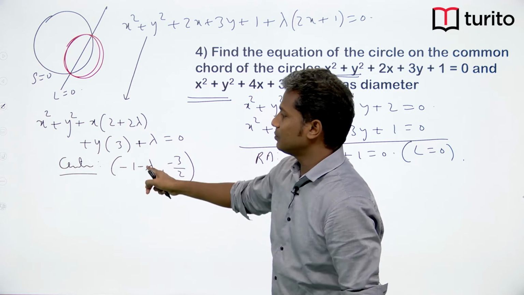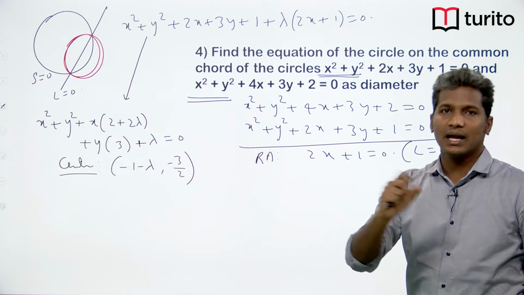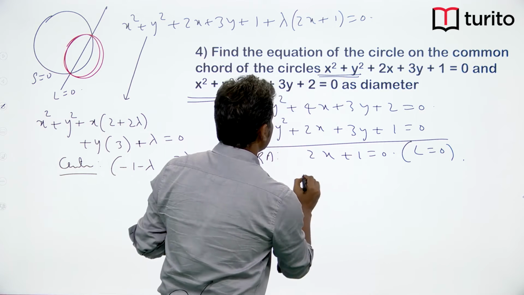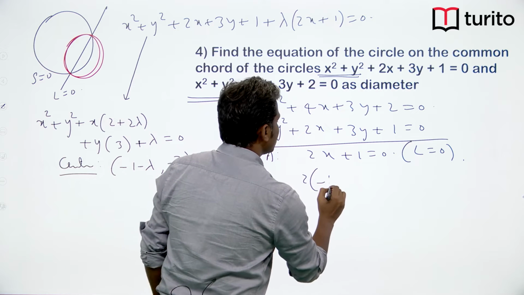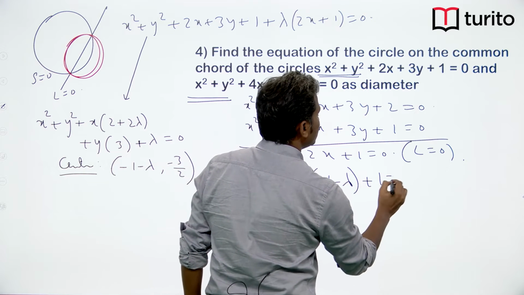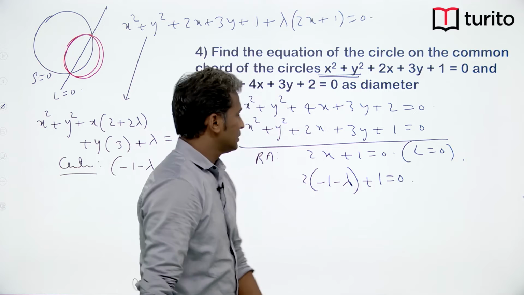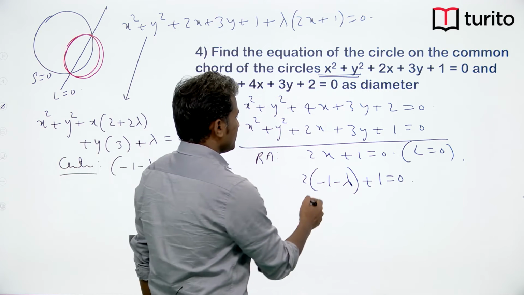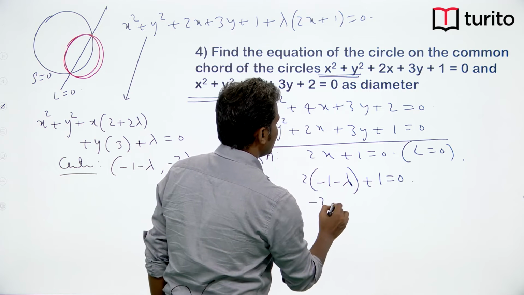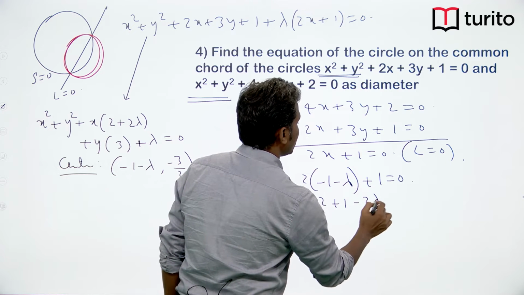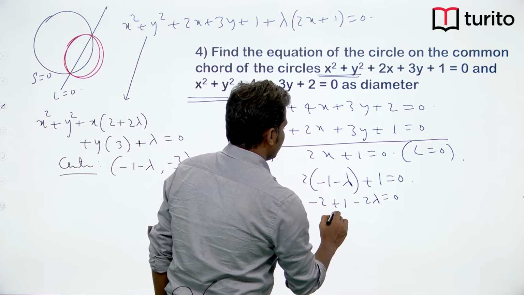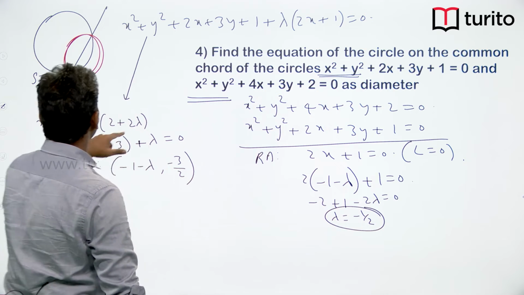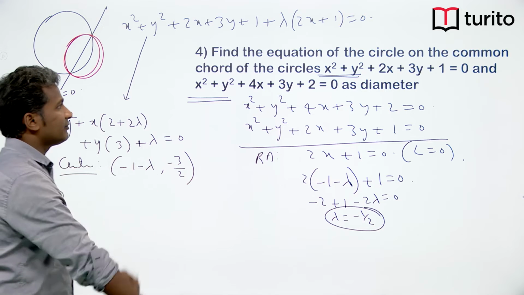So which means I have to put this center in the radical axis and get the lambda. Okay. So if I put the center in the radical axis, then I will get something like this: 2 into minus 1 minus lambda plus 1 must be 0, because there is no y coordinate here, I have just substituted the x coordinate. So which will give me minus 2 plus 1 minus 2 lambda equal to 0, which will be like lambda equal to minus 1 by 2. So now when I substitute minus 1 by 2 in this equation, I will get my final answer.